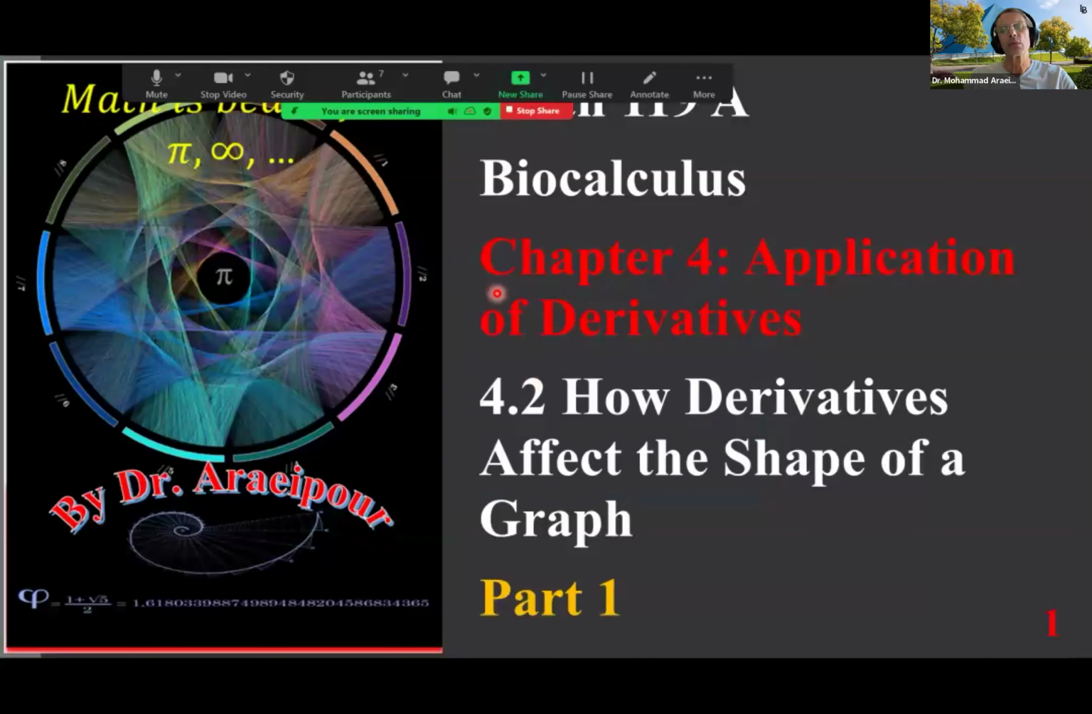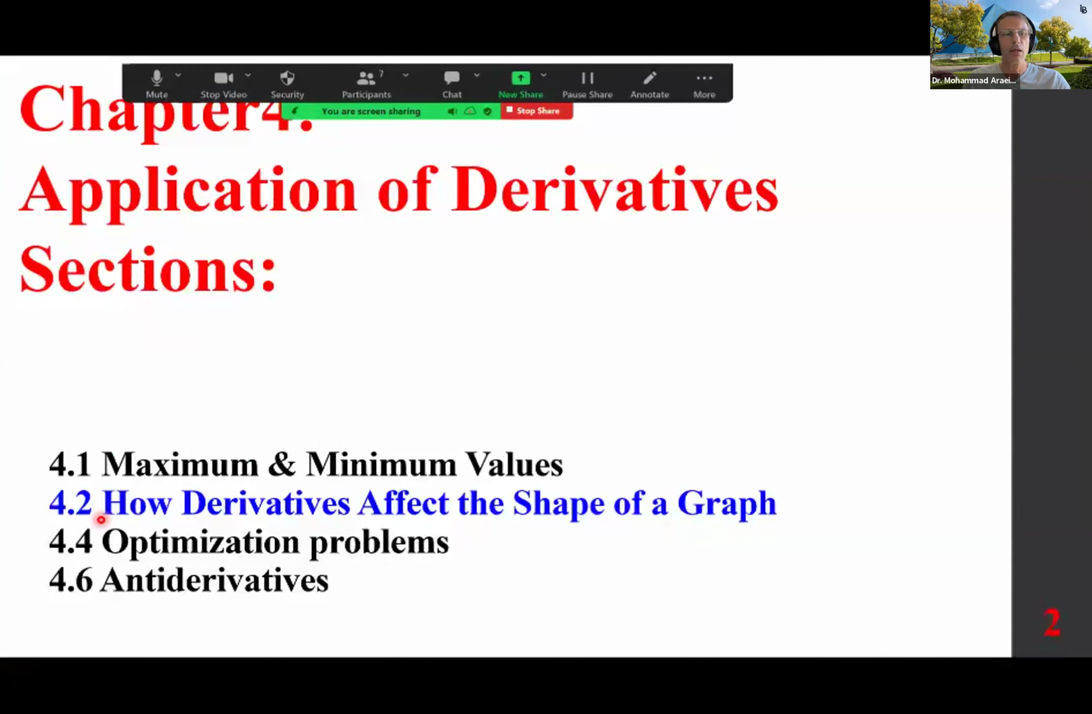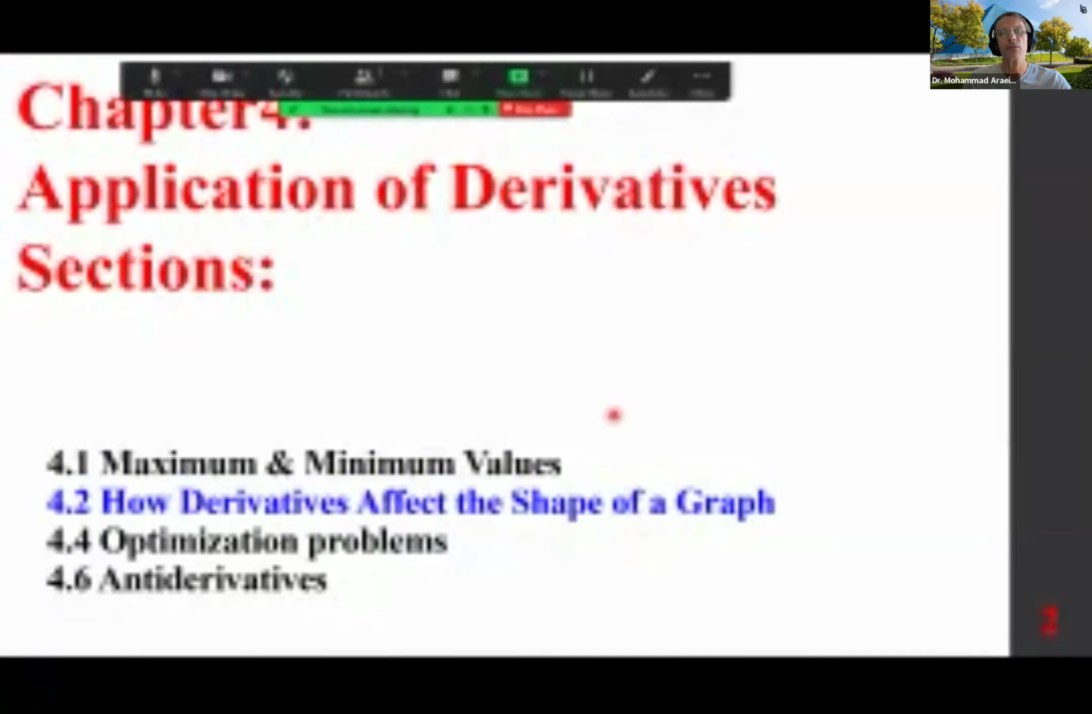Good afternoon, class. We are looking at Chapter 4, Application of Derivatives, Section 4.2, How Derivatives Affect the Shape of a Graph. We covered maximum and minimum values, and now we're going to go to how derivatives affect the shape of a graph.